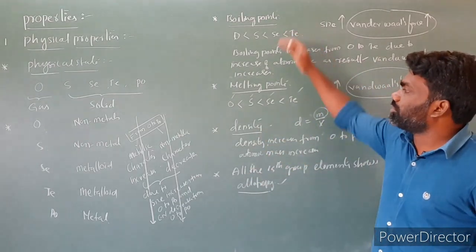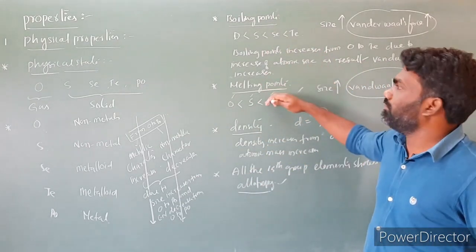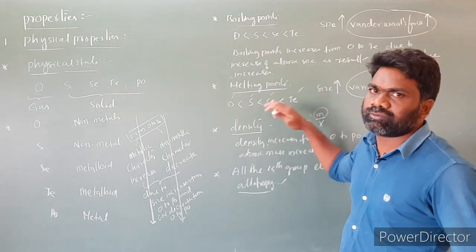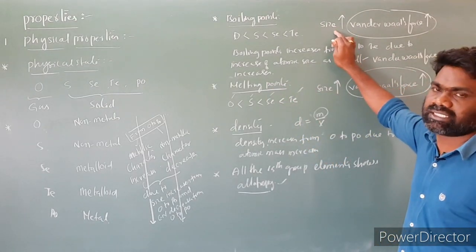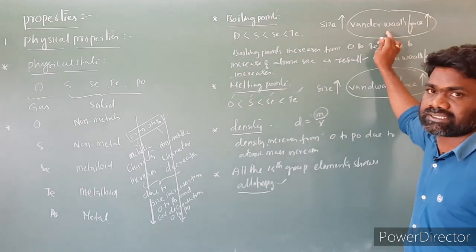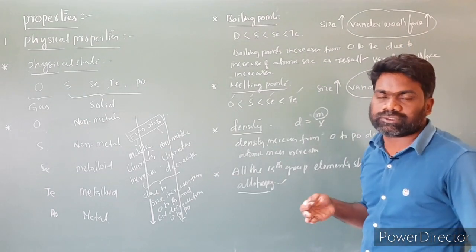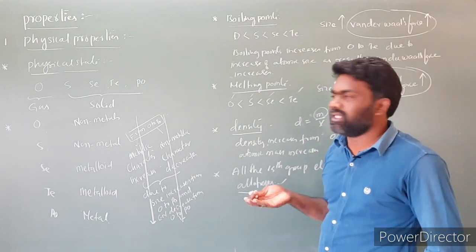While moving from top to bottom, in general, both melting points and boiling points increase because of the increasing atomic size. As a result, van der Waals force increases. With increasing van der Waals force, melting points and boiling points rise.